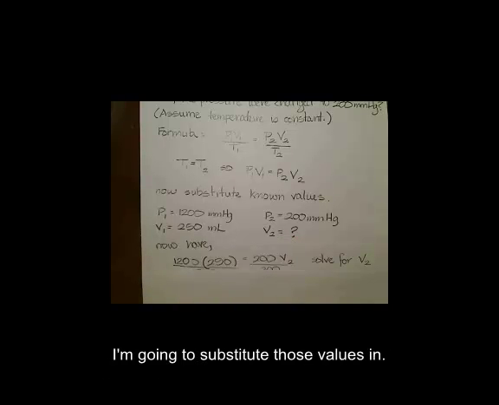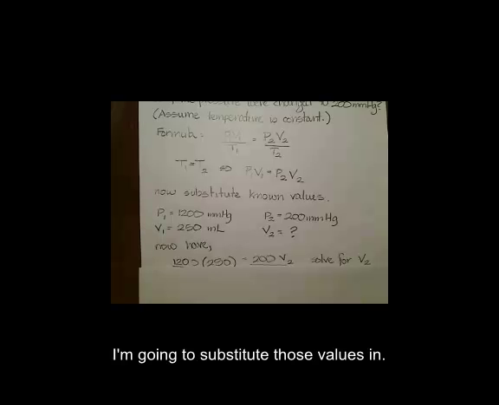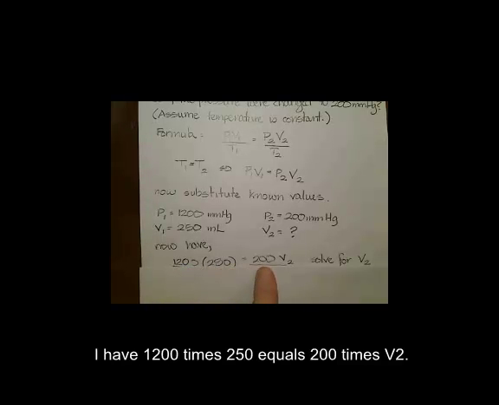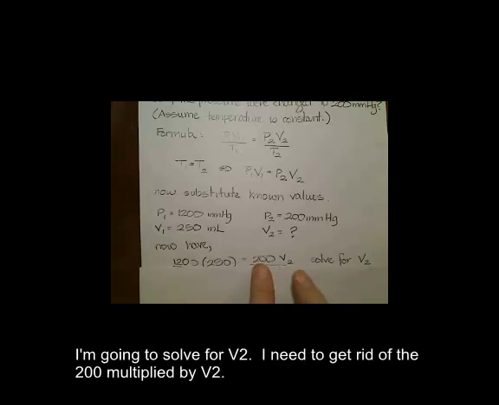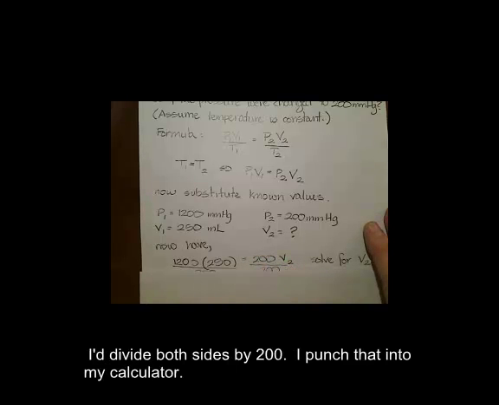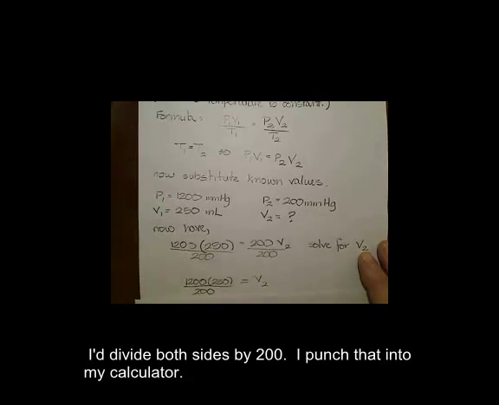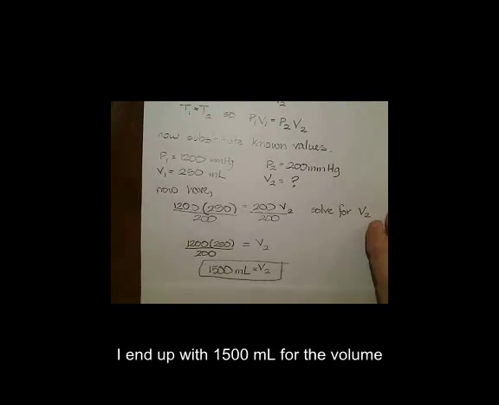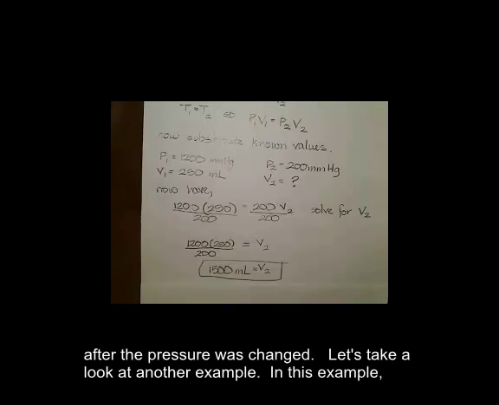I'm going to substitute those in, and I have 1200 times 250 equals 200 times V sub 2. So I'm going to solve for V2. I want to get rid of that 200 multiplied by V2, so I divide both sides by 200, and I punch that into my calculator, and I end up with 1500 milliliters for the volume after the pressure was changed.